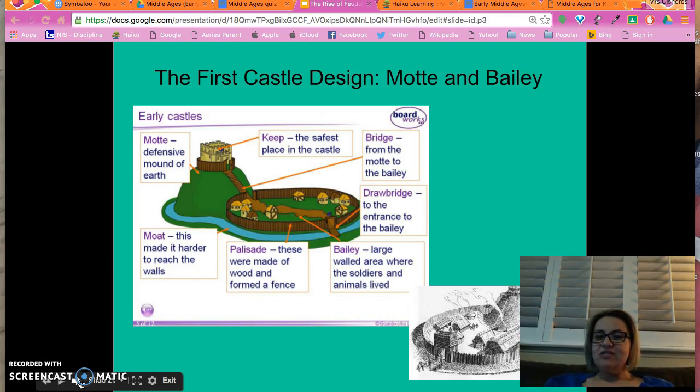And this is the first castle design. And you can see the moat and bailey. In early castles, the moat was a defensive mound of earth. The keep was the safest place in the castle. The moat made it harder to reach the walls. It was a waterway around the whole castle.